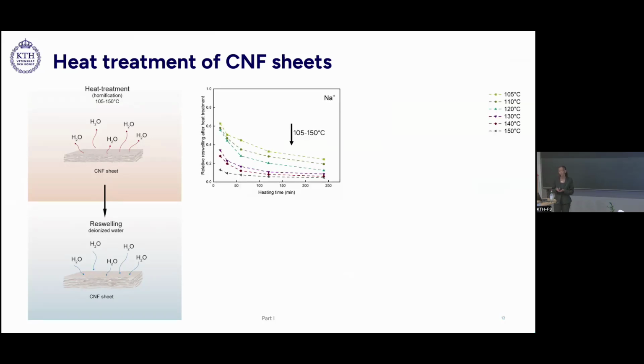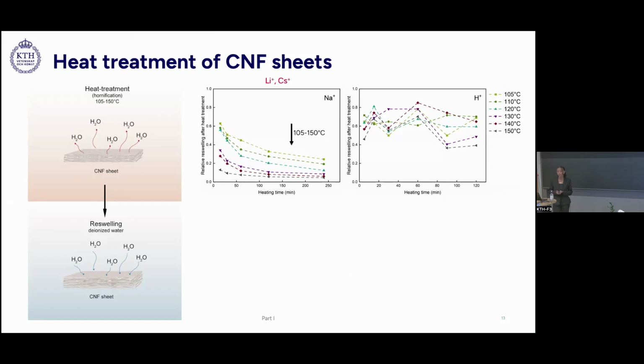If we look at the sheet in the sodium form that was carboxymethylated, we found a clear correlation between the heating time and temperature to the reswelling, such that longer heating times and more elevated temperature reduced the reswelling and therefore intensified the hornification. This was also the case with lithium and cesium as counter-ions, which indicates that the specific ion effects or hydration energies of these cations do not significantly affect the hornification process.